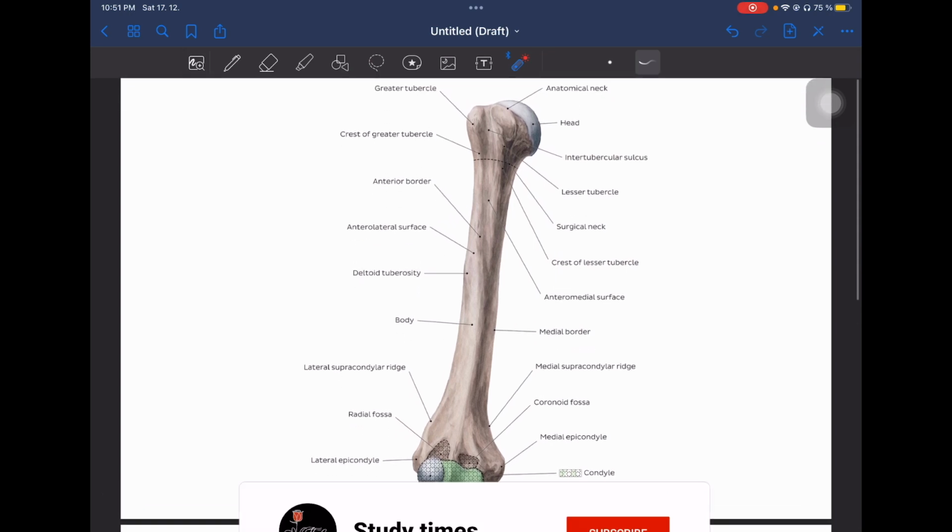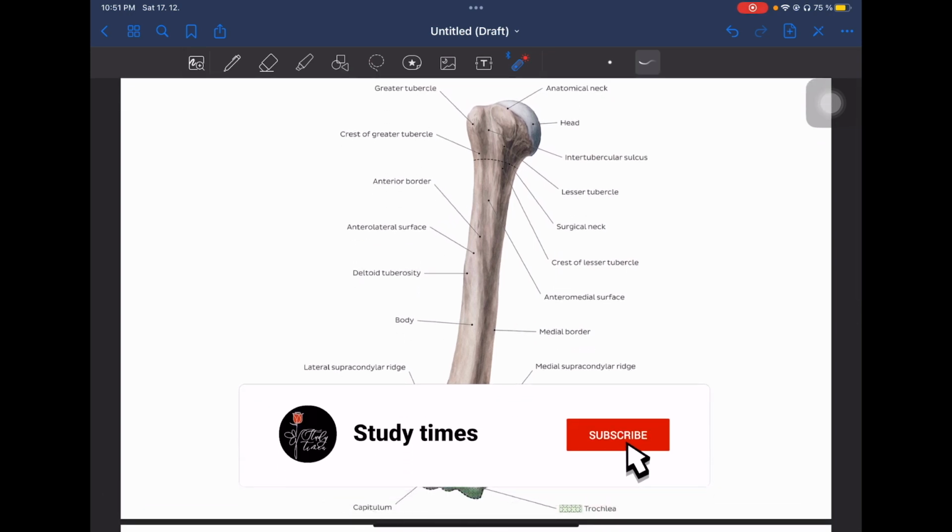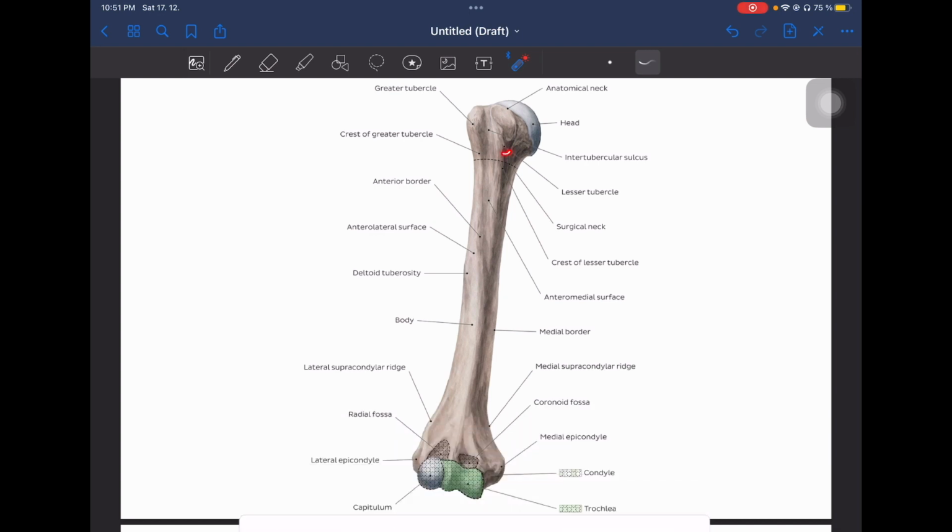The other one is the lesser tubercle. The lesser tubercle is next to the greater tubercle, but it's more medial. Another bony landmark that we can see here is the intertubercular sulcus. Intertubercular sulcus is the line or area between the greater tubercle and the lesser tubercle of humerus.